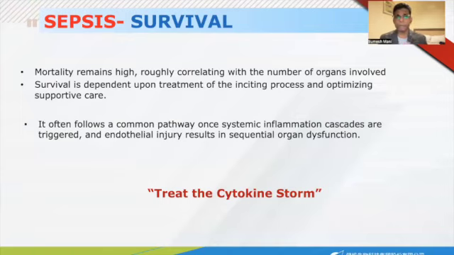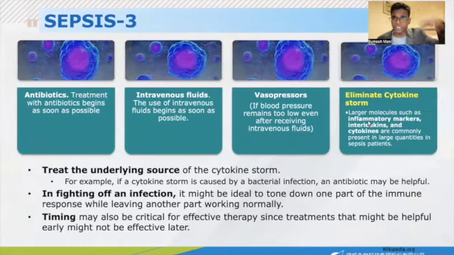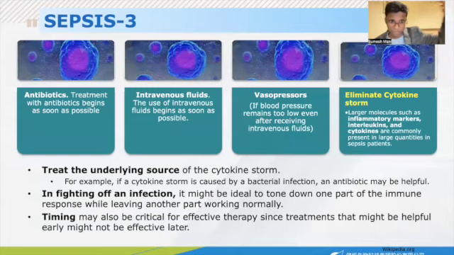It's often a common pathway of systemic inflammation. As you can see, it triggers endothelial injury, resulting in multi-organ failure. So that's a simple way. It's not such big rocket science or big medical terminology that we need an MD to understand it. It's always a very simple pathway, no matter which disease it is, like I explained.